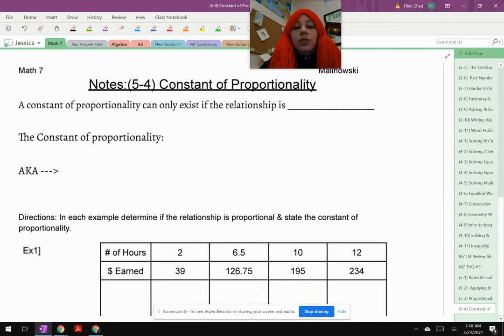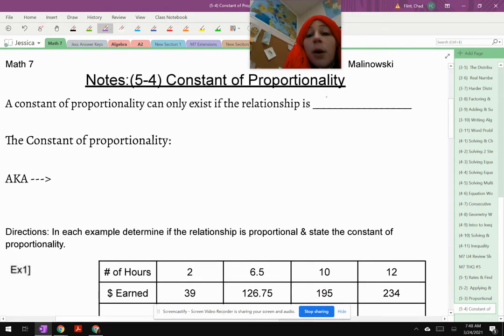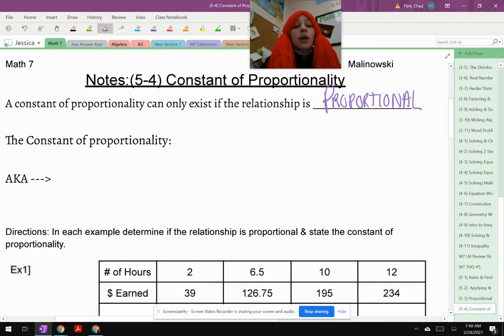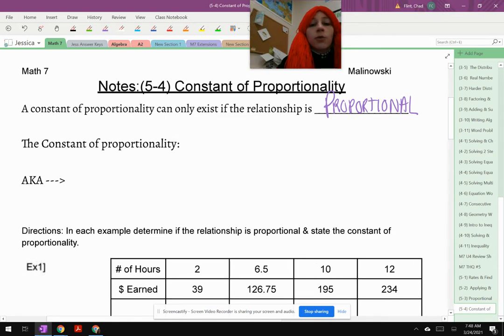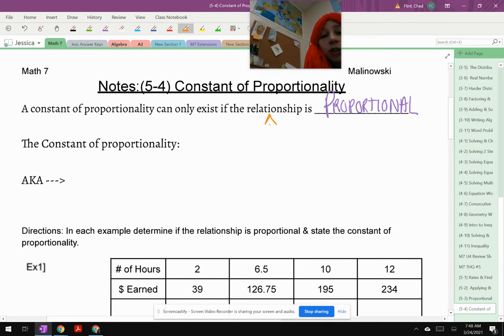So a constant of proportionality can only exist if the relationship is, shocking, I know, right? Proportional. You're going to be so sick of the word proportional by the end of this unit. I always am. And when we're talking about the relationship, we're talking about that relationship between the two variable quantities that we talked about in a previous lesson.